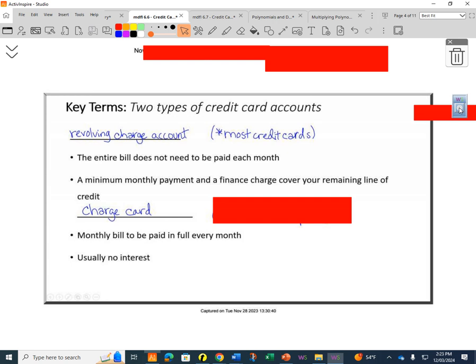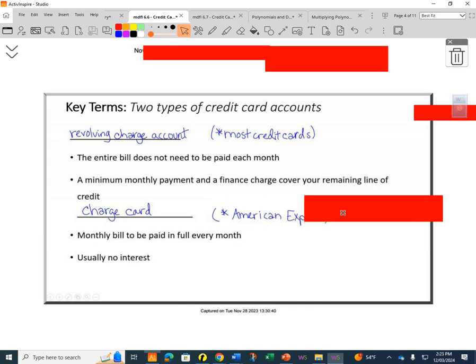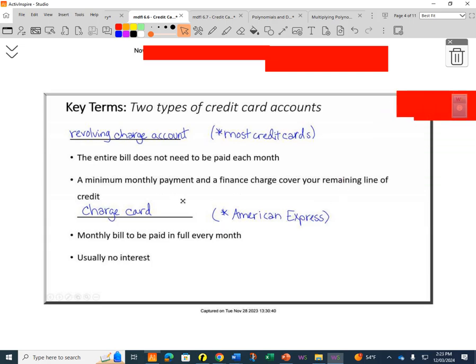A charge card is a little bit different than a revolving charge account. These monthly bills have to be paid in full every month, and there's usually no interest, but there could be a fee of some sort. An example that most people might have heard of would be an American Express charge card.